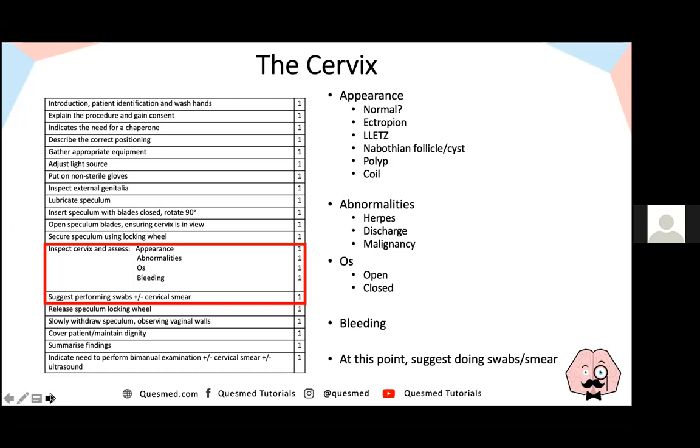If the os is open, that might indicate they've recently given birth, or if it's a pregnant person, the os can sit slightly open. And at this point, you might want to suggest to your examiner that if the person was presenting with a discharge, you might want to do your swabs at this point. Then you'll seem super slick and you know what you're doing.